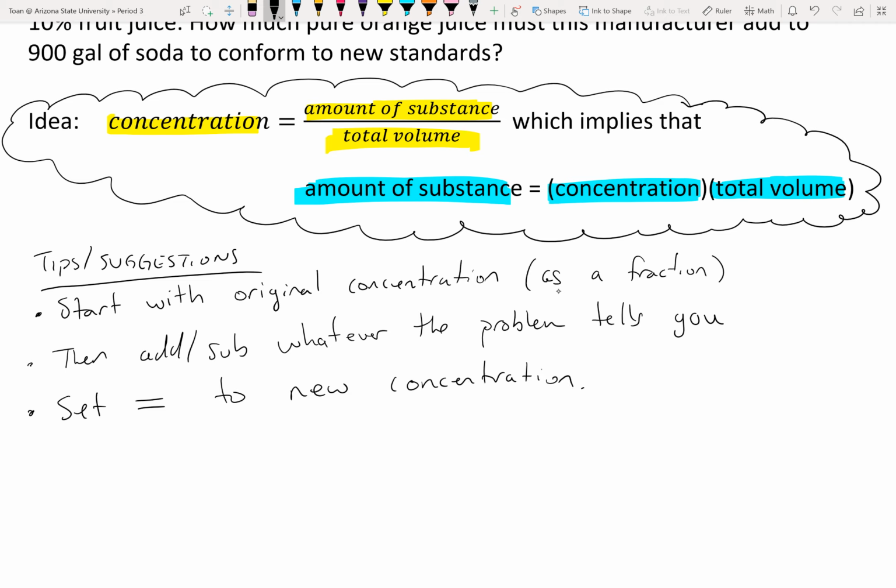In this case, we start with 5% concentration. I'm going to start there. The problem says we're going to add orange juice, and then we want to end up at 10%. So once I finish rewriting my fraction, I'm going to set it equal to 10%. Will these three steps help you solve every single concentration problem? Probably not, but it's a good place to start. These are just some general hints and tips. So let's do it with this particular example.